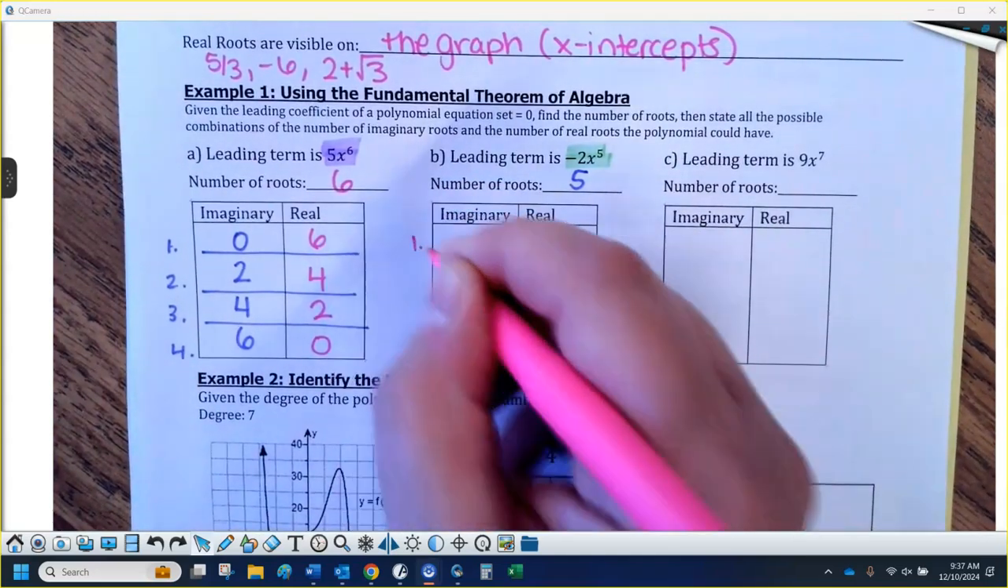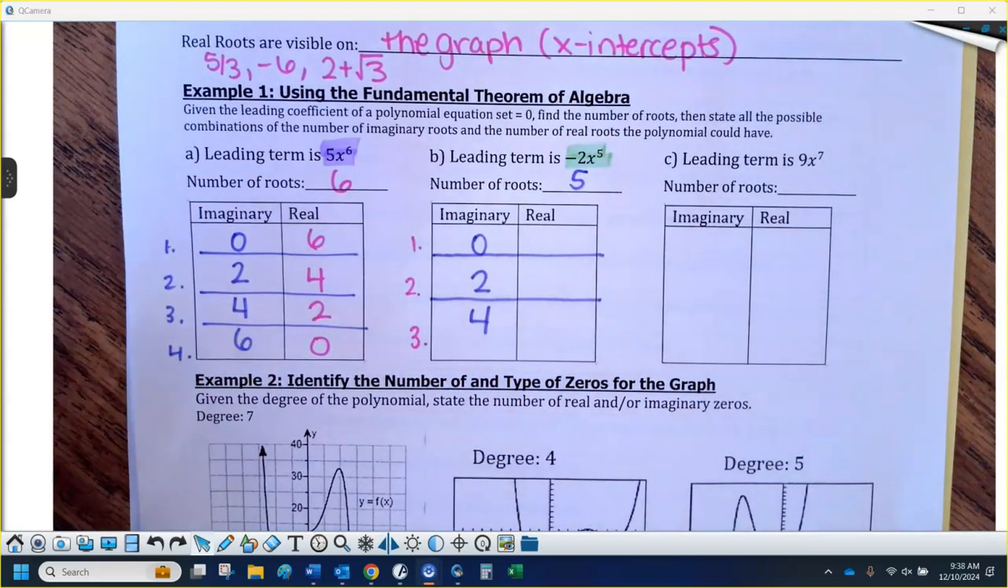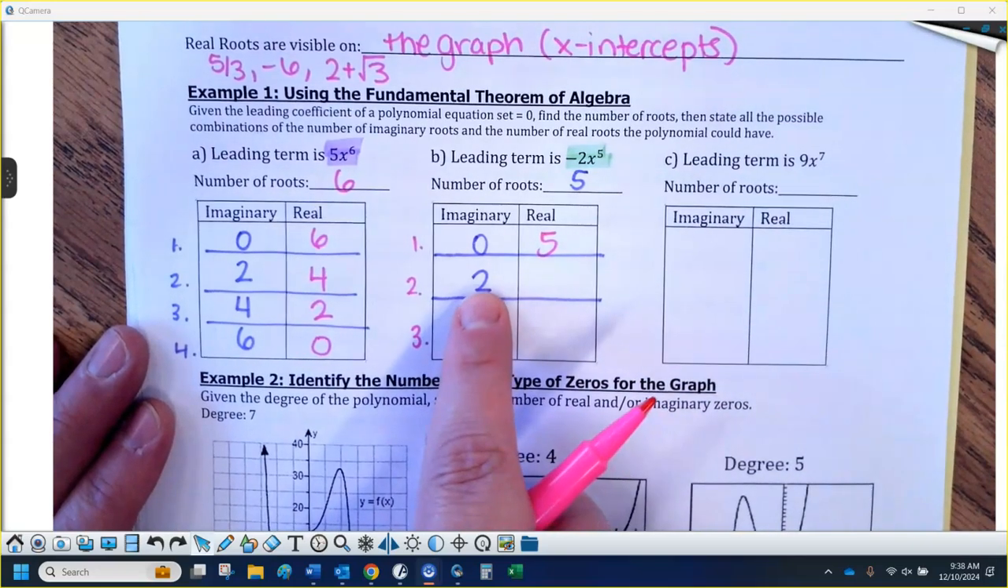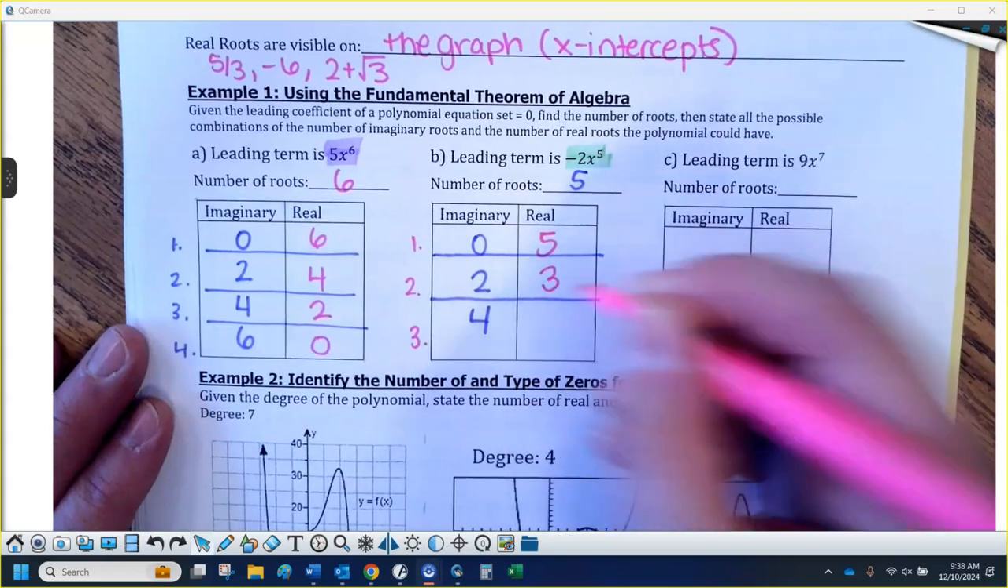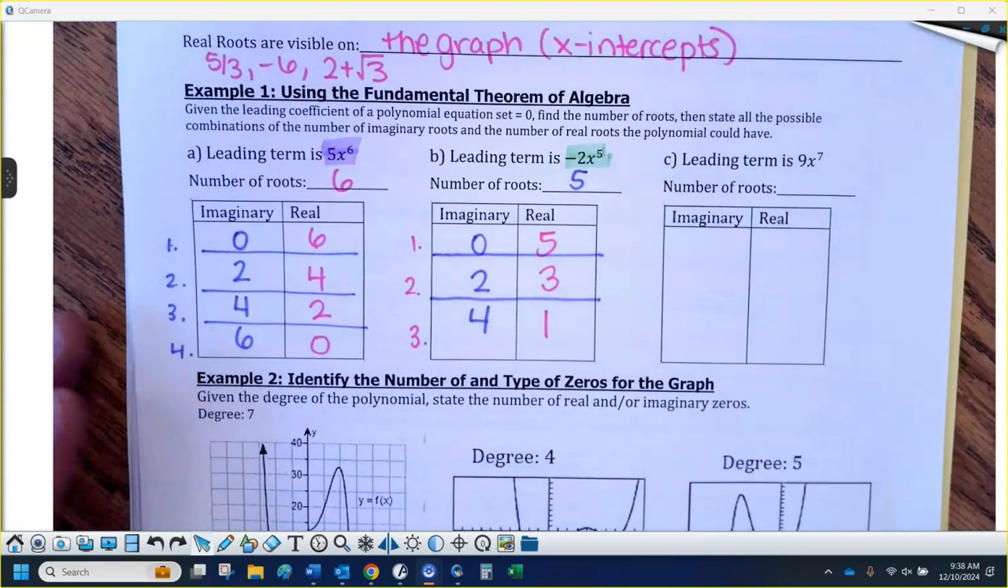So I have 3 options here. My first option, if I don't have any imaginary roots, then all 5 would be real. If I have 2 imaginary roots, how many would have to be real? 3. They're going to add up to 5. If I had 4 imaginary roots, then we would just have 1 real.